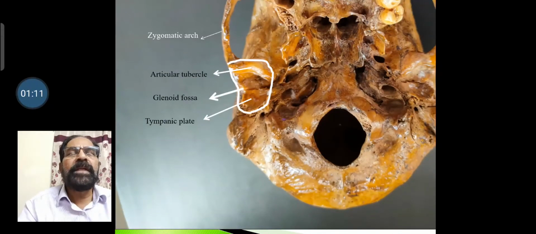You can see in the beginning, anteriorly, there is one elevated structure that is called the articular tubercle. That forms the anterior boundary of the mandibular fossa or glenoid fossa. Behind, we can see the tympanic plate that forms the posterior part of the mandibular fossa, and the fossa proper, that is the glenoid fossa, where the condyle will be articulating. So these are the two articulating surfaces which form the temporomandibular joint.